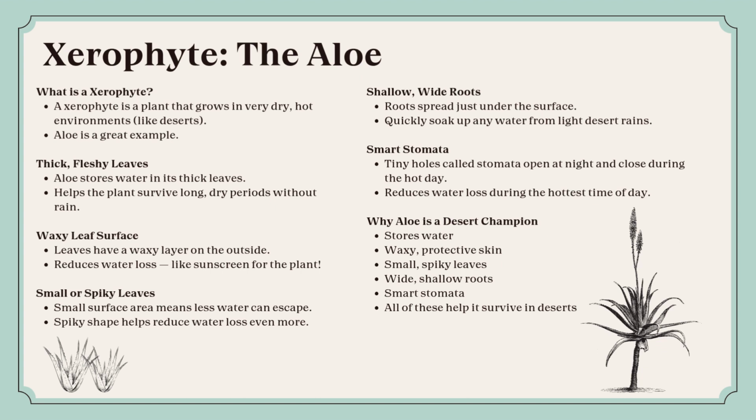Its leaves are small or shaped like spikes, which means there is less surface area for the water to escape. Even its roots are smart. They grow shallow and wide, so they quickly soak up any water from rain before it disappears into the dry sand. Because remember, the aloe is normally in the desert.